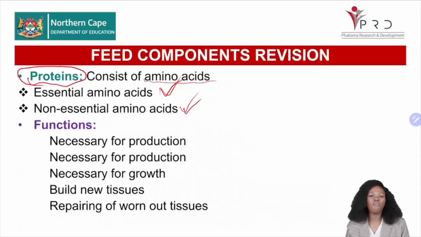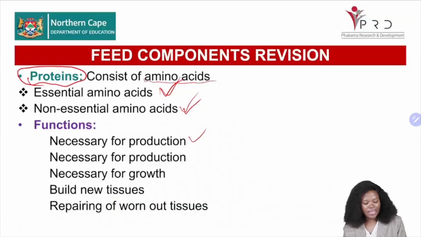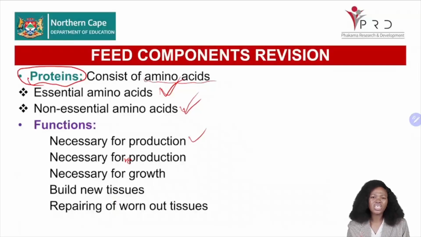Now, the functions of protein: necessary for production, necessary for reproduction. Production such as meat production, milk production, wool production, egg production. So animals that are producing products need more protein than fats and carbohydrates. Yes, fats and carbohydrates need to be sufficient, they need to be enough. But at the end of the day, protein will have to be more, right?